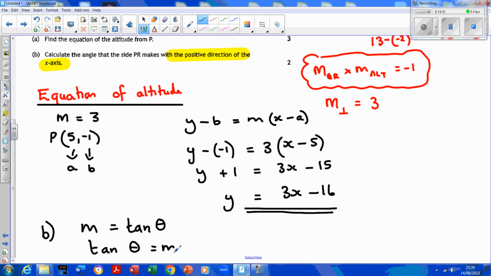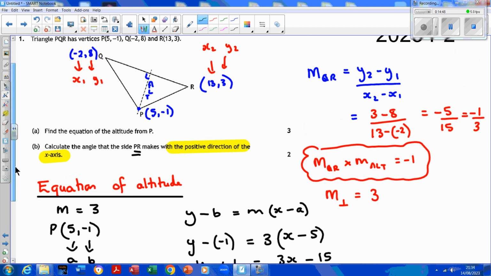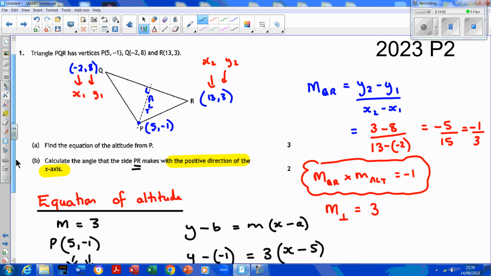Now the gradient of what? Back to the question. It's the gradient of PR. So we'll work out the gradient of PR. So P was the point 5 minus 1, and R was the point, and I'll flick back to see it. You will be able to see the question when you're doing this on your paper because you'll have it in front of you. So it's 13, 3 for R.